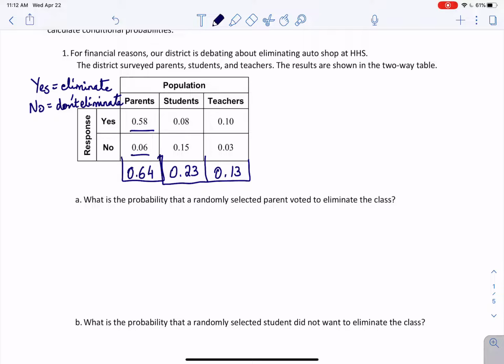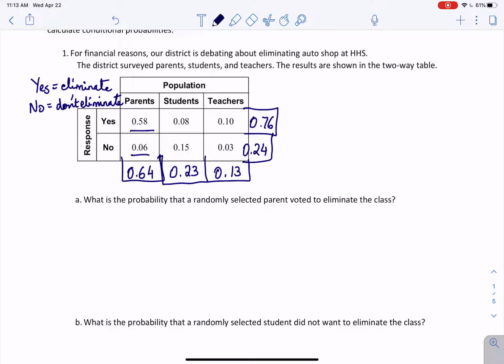I can go the other way and find the percentage of people who said yes and who said no. So for yes, I can add across that row, and I get about 76% of people said yes. And I can add across this row for 24% of people said no. So I get those totals as well.